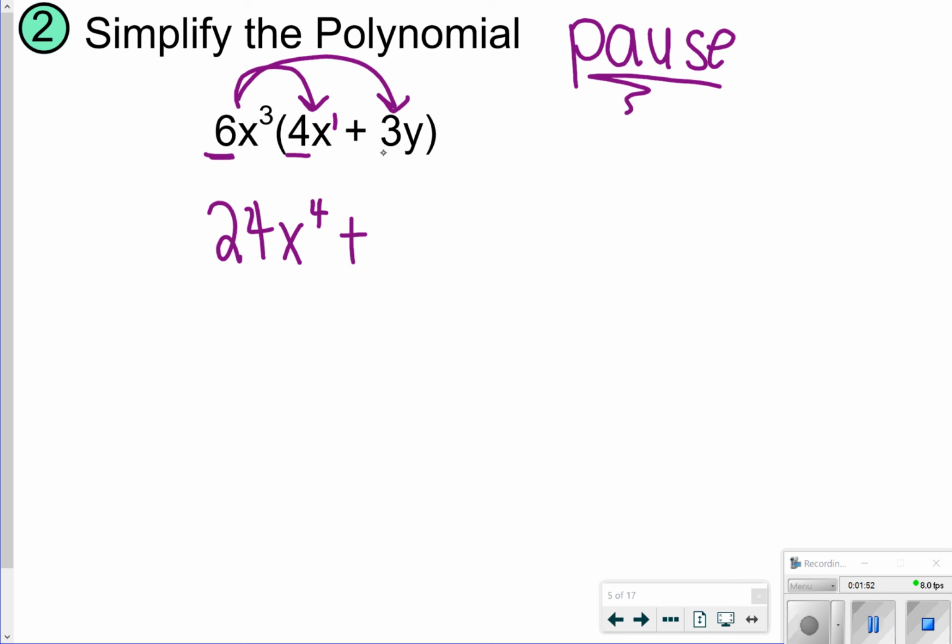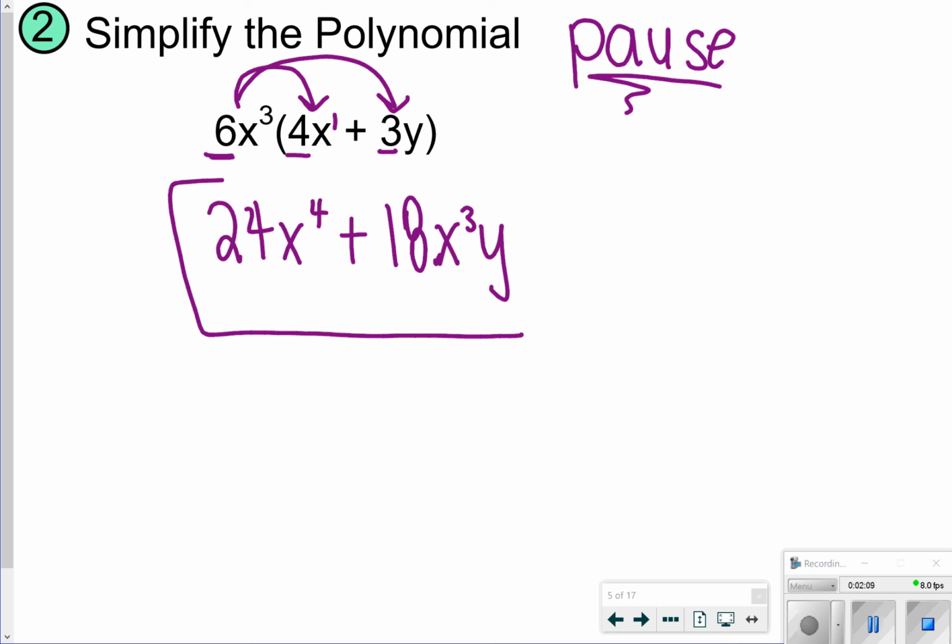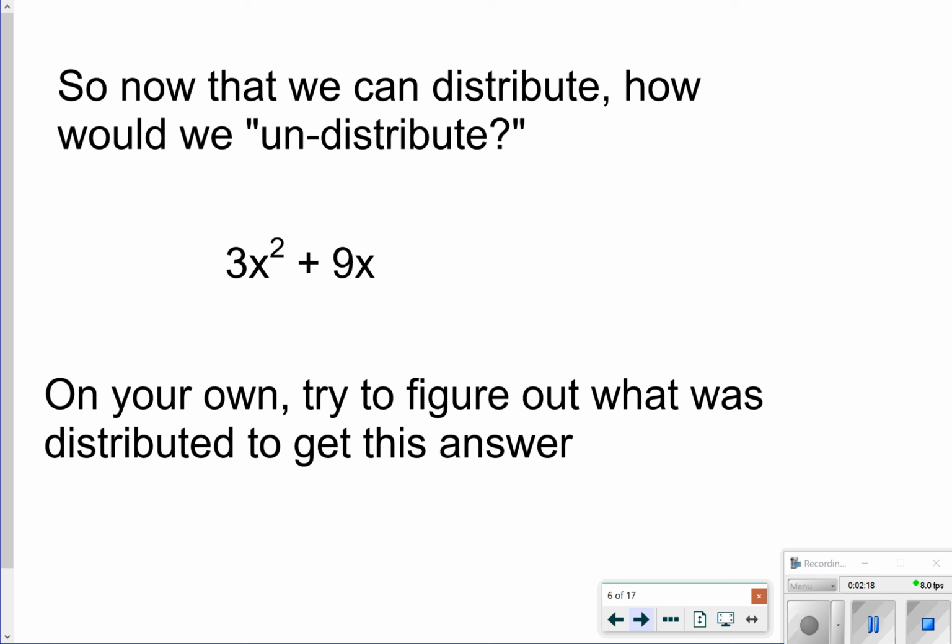Then we're going to move on to the multiplying of the 3y. Again, just focus on the 6 times the 3, which is 18. And then we're going to do x to the third times y. We can't really combine those, so we're just going to write it as x to the third times y, just like that. So we'll have 18x to the third y. Okay, so what we've just done is distribute, and we've basically just worked backwards of what we're going to see. What we're going to be looking at today is how can we undistribute.